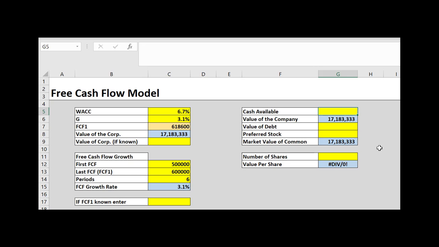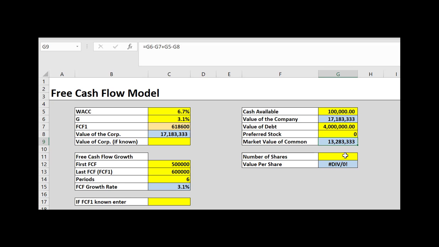So what do we know about the company? The company has cash, right? Let's say that the company has $100,000 in cash. If I want to find the value of the stock, I have to subtract all these things out. Let's say the value of the debt is $4 million. The company has 0 preferred stock. So the value of the common stock is $13.28 million.